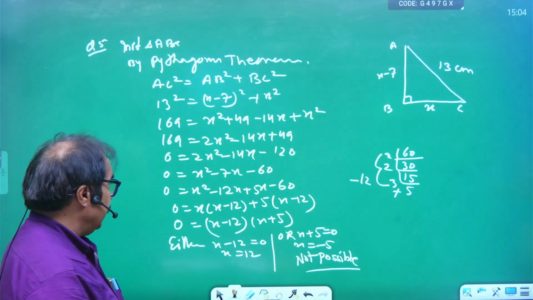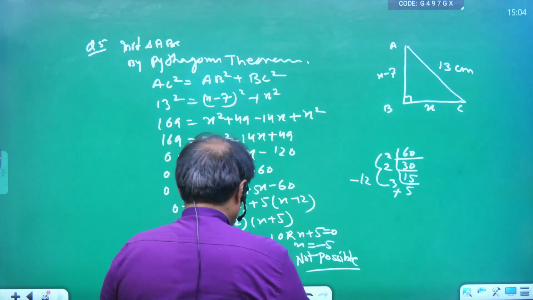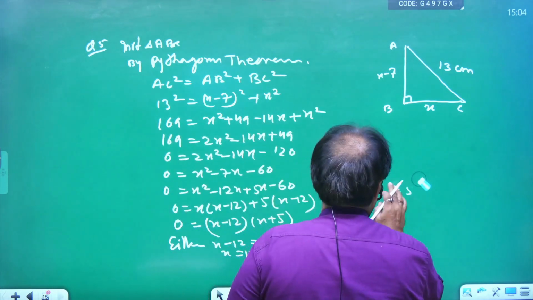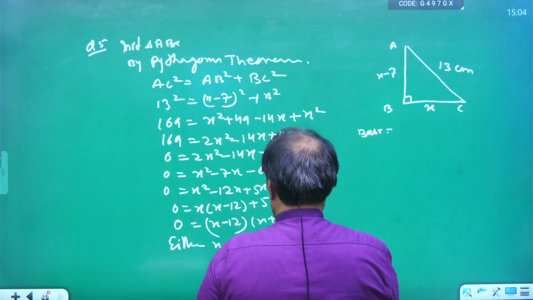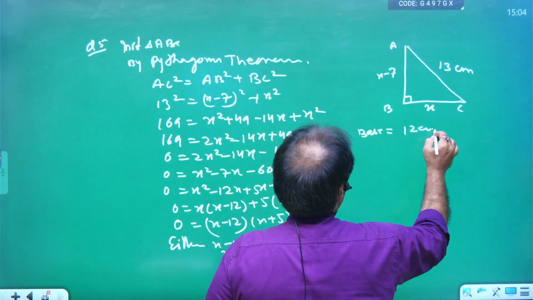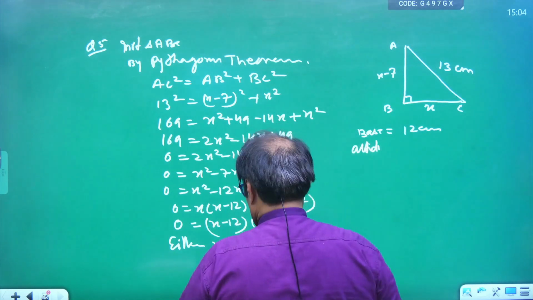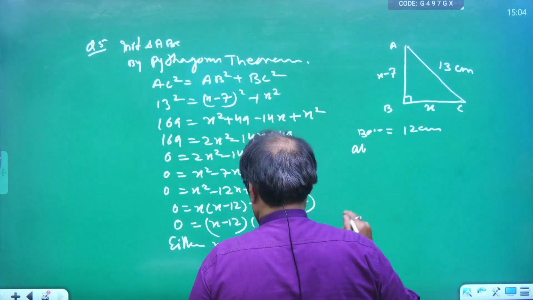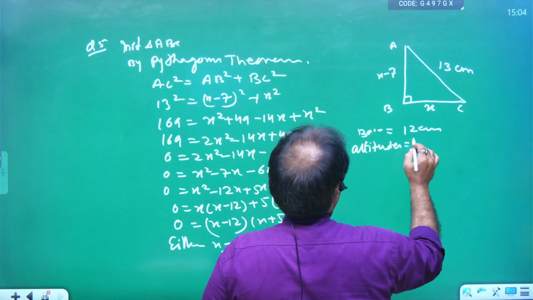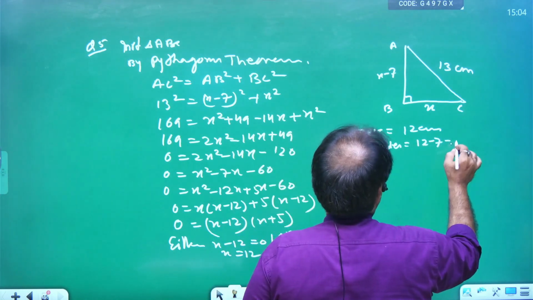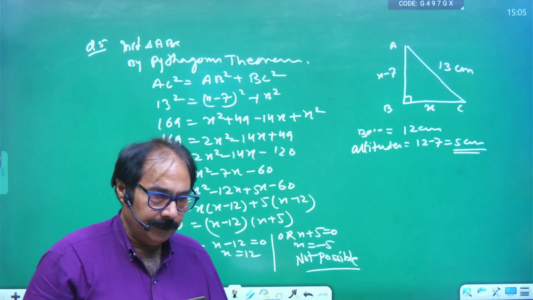It means our base is 12. Okay, the question says find the other two sides. So therefore, what is base? Base is 7, and the hypotenuse is 12 centimeter, and the altitude is equals to 12 minus 7, that is 5 centimeter, and this is the answer of this question.